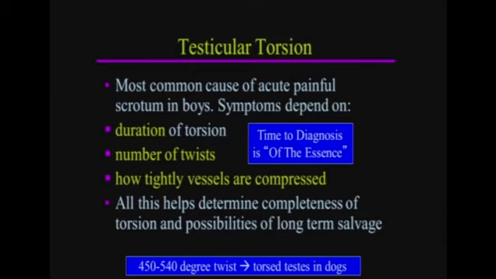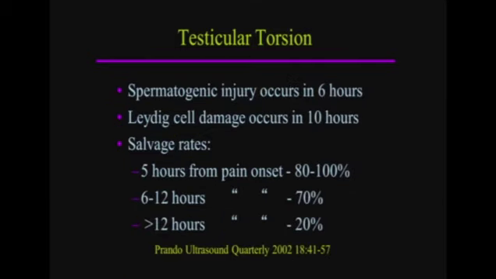Time to diagnose testicular torsion is of the essence. Why is it of the essence? Because spermatogenic injury occurs in 6 hours, and this may be a conservative concept, and Leydig cell damage occurs in 10 hours. Salvage rates are said to be 80 to 100% if the patient is treated within 5 hours of the pain onset. But if the patient is in the OR 6 to 12 hours from the onset of pain, 70% of the testes will be salvaged. And if it's greater than 12 hours from the onset of pain, only 20% of the torsed testes will be salvaged.